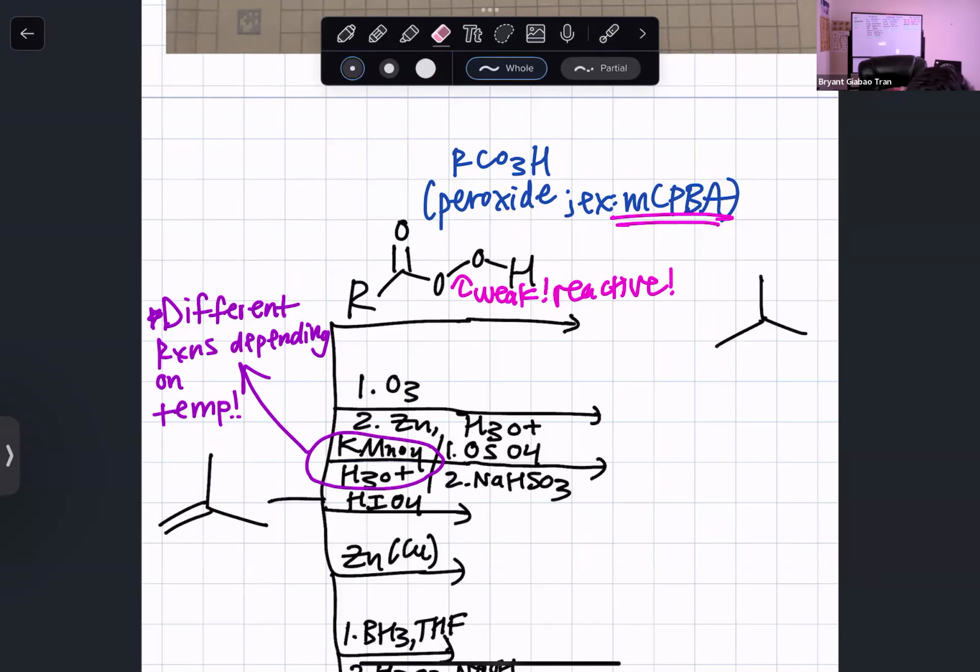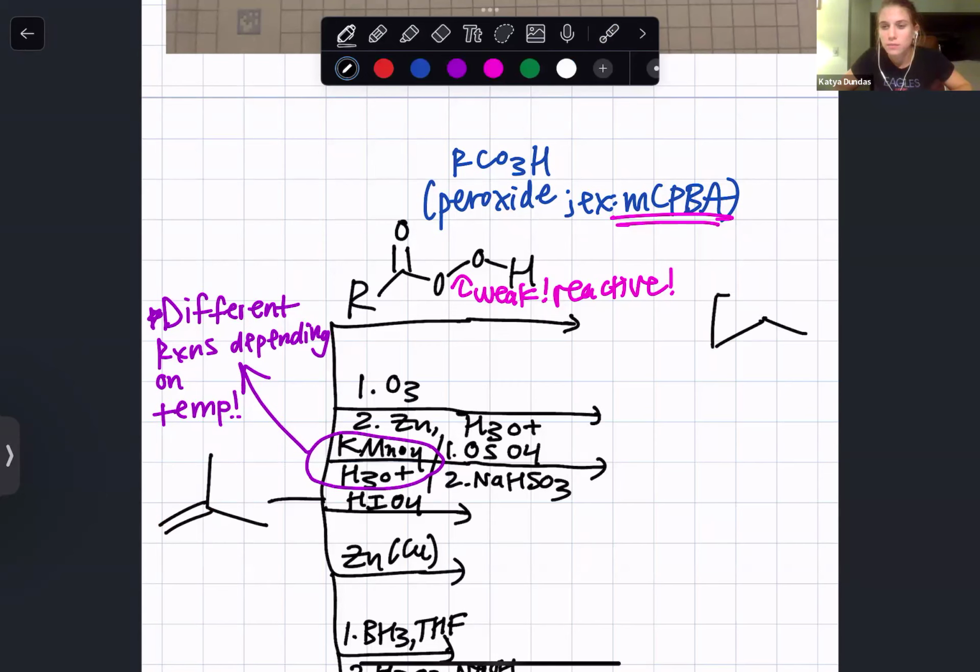Right. Where I'm going to make this, forget epoxide, what it looks like. It's like a three-membered ring where the center is the oxygen atom.